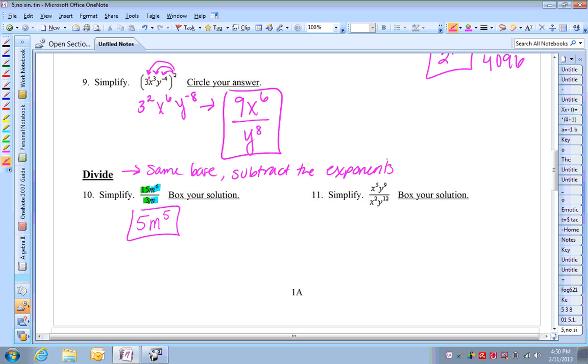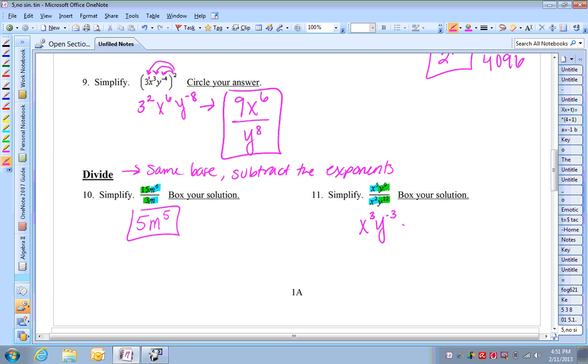On number 11, they ask us to simplify x to the 5th times y to the 9th divided by x squared times y to the 12th. So I'm going to divide x to the 5th by x squared and y to the 9th by y to the 12th. Since we're dealing with the same bases, we subtract the exponents, so you end up with x to the 3rd times y to the negative 3.